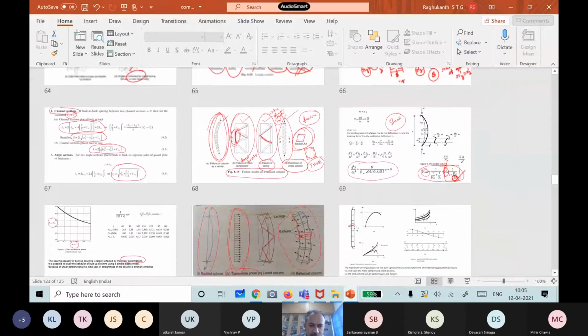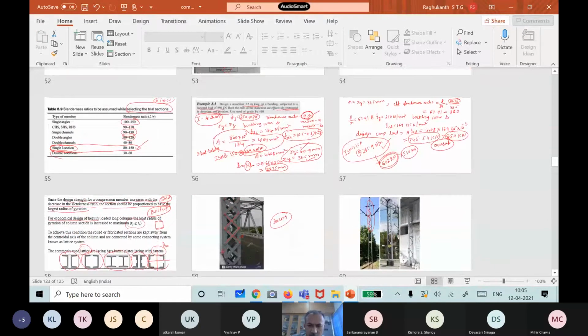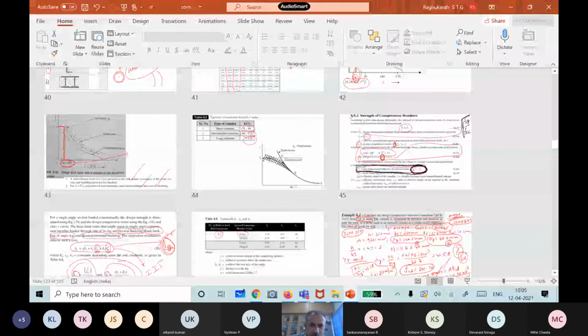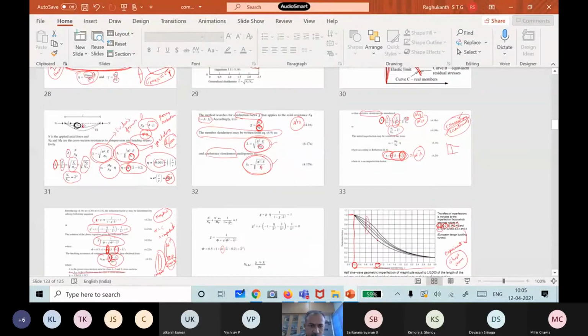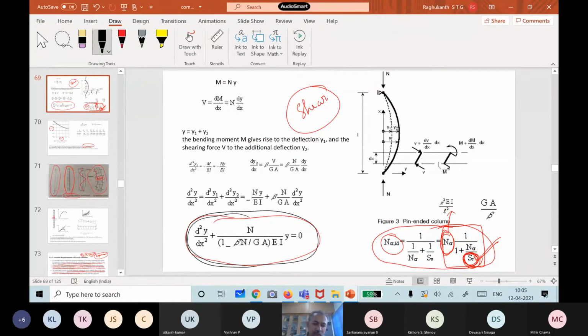Where was it? Not this one. Lacing is here. This is the original one. Now when it comes to lacing columns and others, this is the equilibrium equation you followed. This equation has to be used if there is shear deformation also.